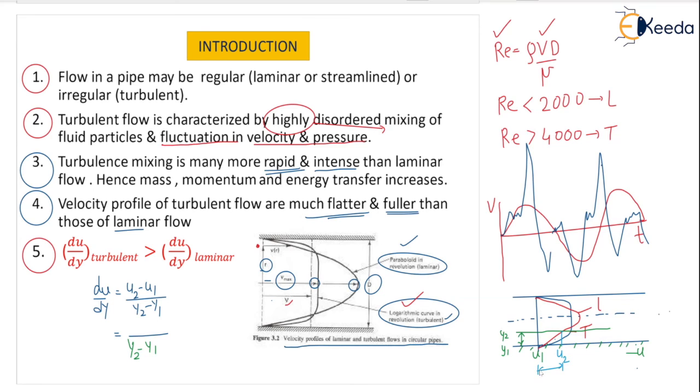Correct. Now, where is it intersecting for turbulent flow? It is here. Correct. Which is at a larger distance. So this is your du part. So du is more for turbulent. So if du is more for turbulent, then definitely your du by dy for turbulent is greater than laminar flow. Correct. Okay, got it. Let's go into the next slide and see some more features about the turbulent flow.